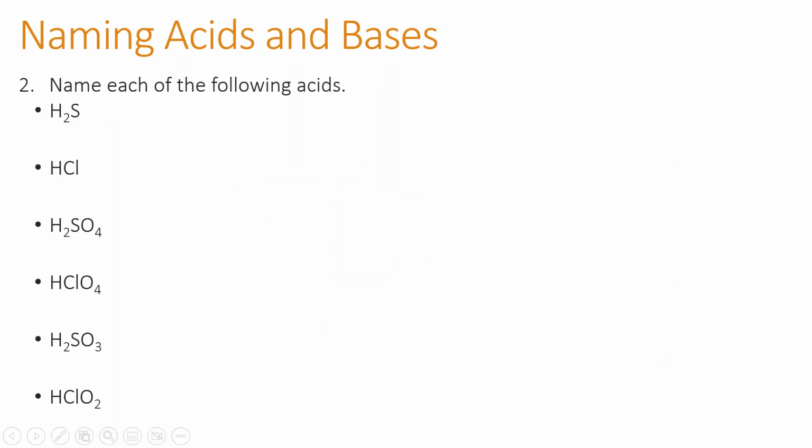So my first acid here is H2S. S is sulfur, but in a compound it becomes sulfide. So we know it's going to be a hydro-blank-ic acid, and this sulf is what's going to go in the blank here.